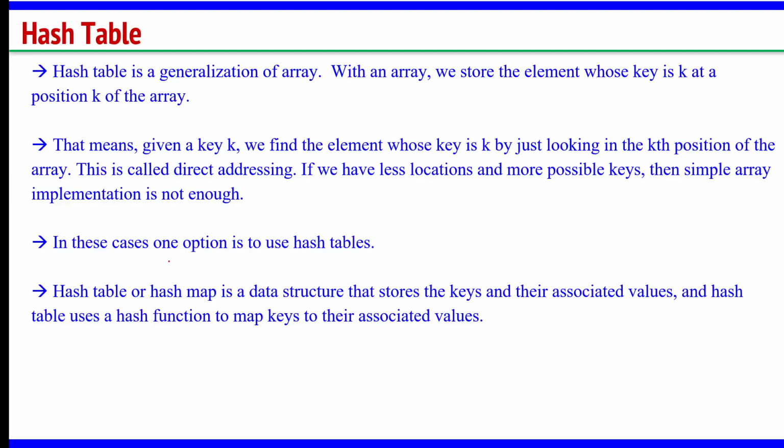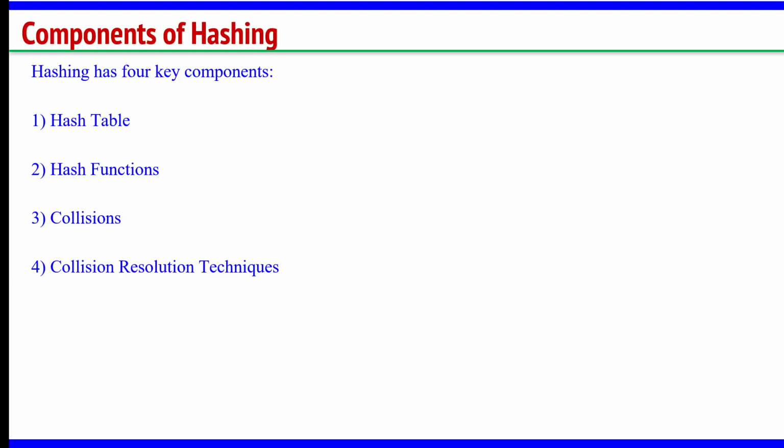Right. So for that, one option is to use hash tables. We can use hash tables instead of arrays. A hash table or hash map is a data structure that stores keys and their associated values. A hash table uses a hash function to map the keys, to decide where each element of the array should be stored.